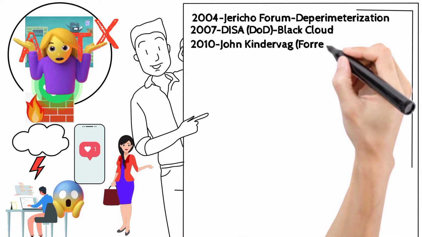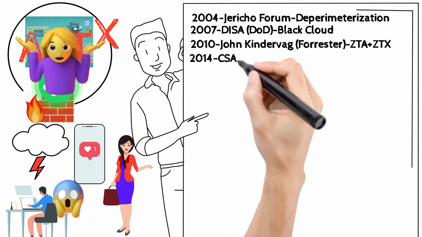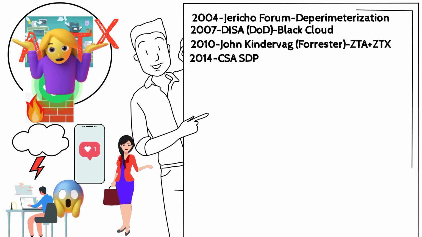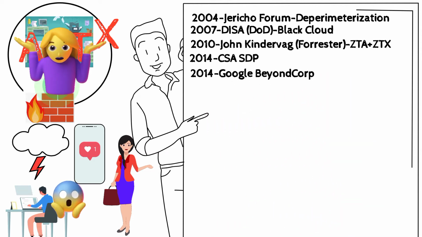And in 2010, an analyst at Forrester, John Kindervag, introduced the concept of zero trust architecture in a white paper. Later on, he improved upon his concept and introduced zero trust extended, or ZTX. The focus of ZTX was on data or value. In 2014, the Cloud Security Alliance introduced the concept of software defined perimeters, which was an evolution of black cloud by the Defense Information Systems Agency. And the same year, Google implemented its zero trust architecture by introducing BeyondCorp, and they published various articles.